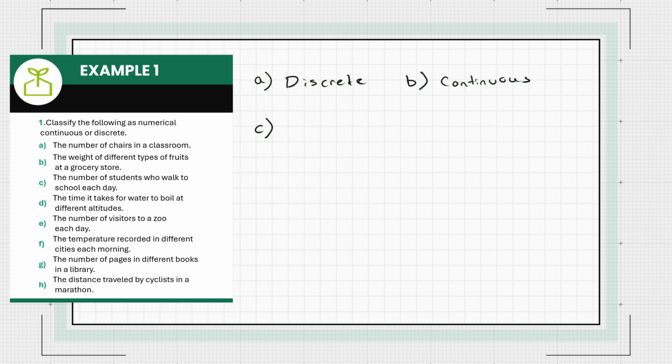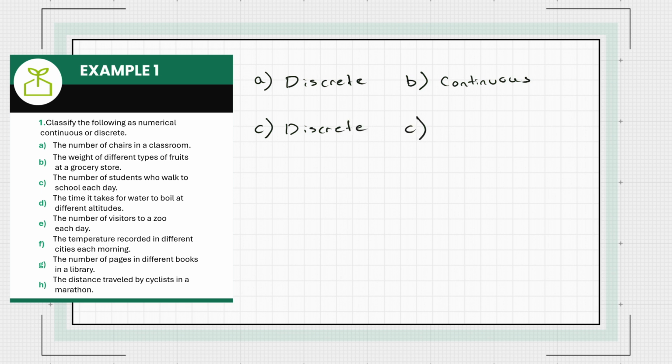C, the number of students who walk to school each day. Again, when we're talking about the number of students, we can't have 3.5 students. We can't have 0.5 for a student. We have to have whole numbers, so this is going to be discrete.